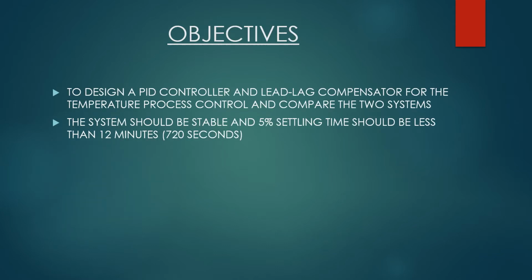The objectives of this mini project were to design a PID controller and lead lag compensator for the temperature process control system and to compare the two PID and lead lag compensator systems. The overall system should be stable and have a 5% settling time that should be less than 12 minutes or 720 seconds.